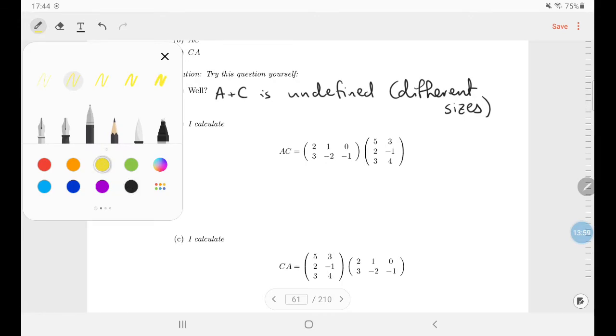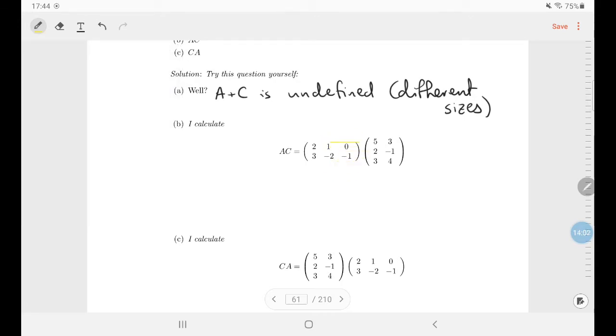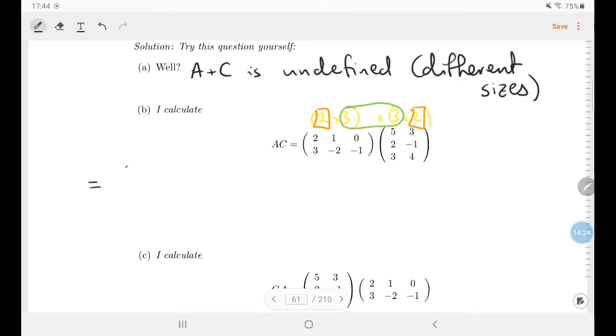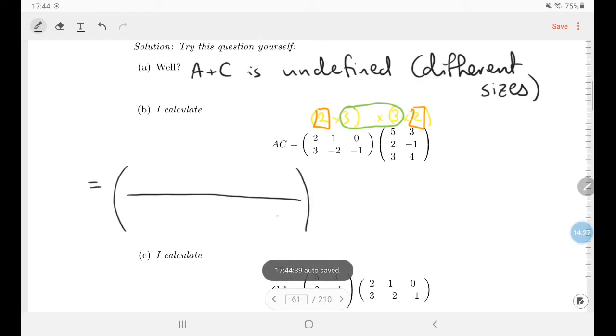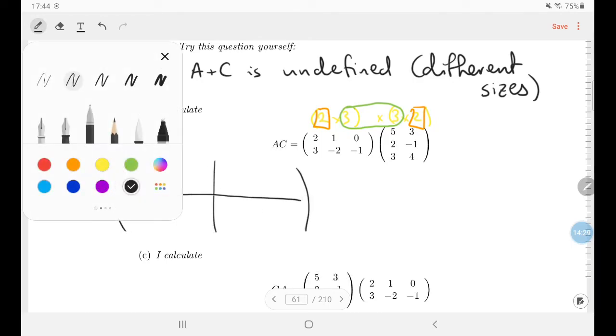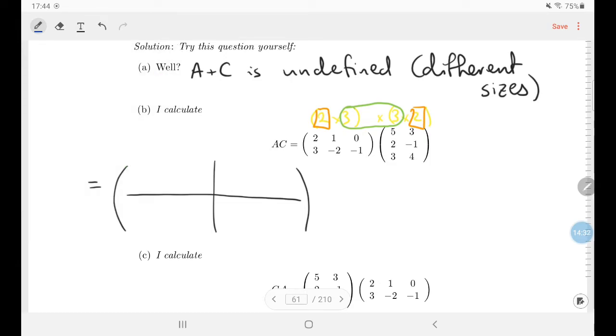So I'm going to analyze the sizes. So this is 2 by 3. And this is 3 by 2, 3 rows, 2 columns. I can see those middle numbers matching. So I can multiply these together. And what I'm going to get out is a 2 by 2. So I'm going to set up a 2 by 2 matrix for myself. 2 rows, 2 columns, and now I probably could have made the cells bigger, but anyway. So then I'm going to do the rows by columns as appropriate.